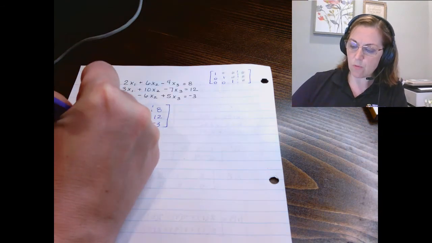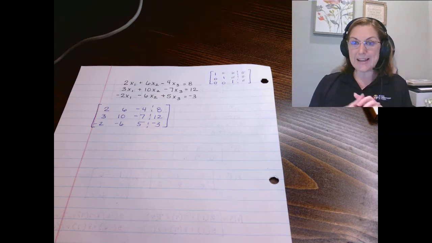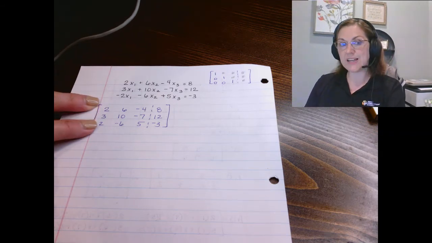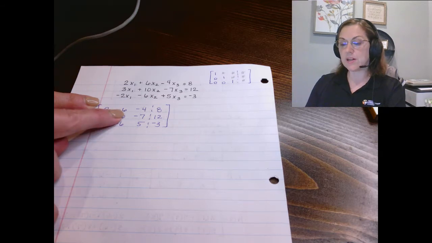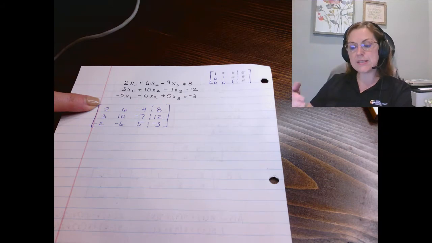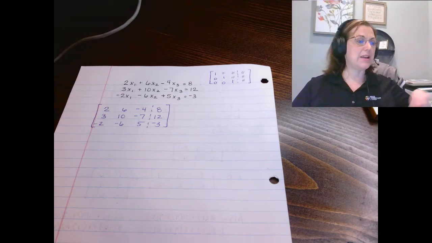All right, now when you work to get row echelon form, the best thing to do is to get the 1 first, then work on getting these zeros, then get a 1, then the 0, then a 1. Work in that order. It tends to be a little bit easier. I'm going to grab another colored pen here.